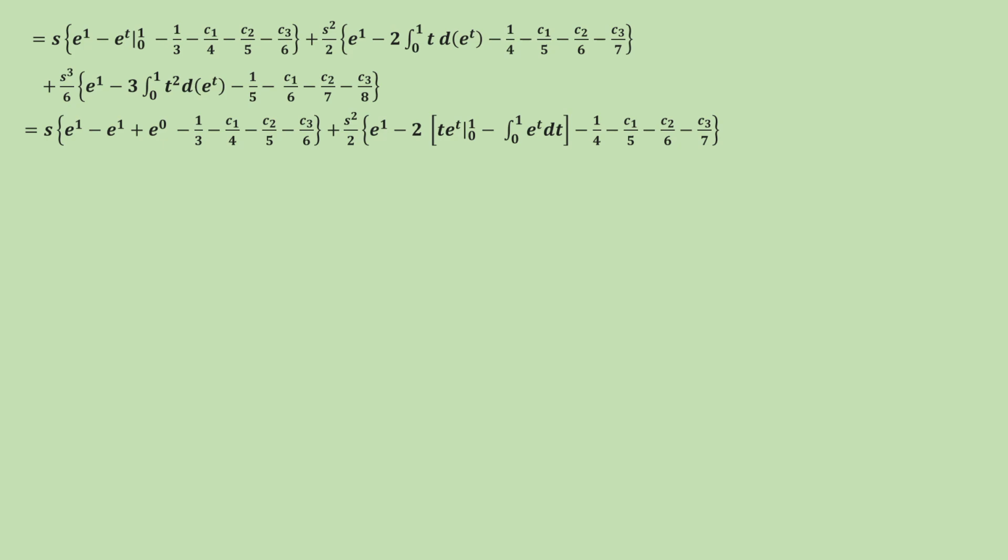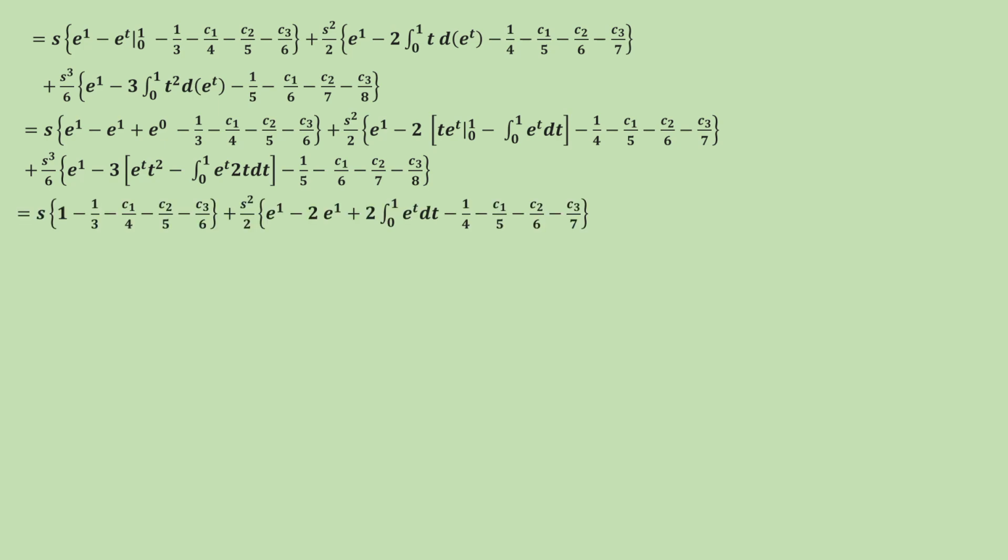e power 1 minus 2 t e power t from 0 to 1 minus integral 0 to 1, again we are using the integral u dv formula, e power t dt, minus 1 by 4 minus c1 by 5 minus c2 by 6 minus c3 by 7. Then s cube by 6: e power 1 minus 3, again using the uv formula, integral u dv, e power t t square minus integral 0 to 1 e power t 2t dt, minus 1 by 5 minus c1 by 6 minus c2 by 7 minus c3 by 8.